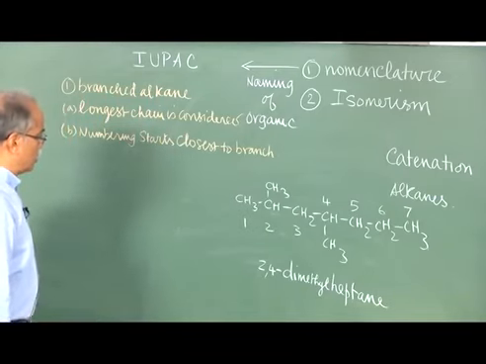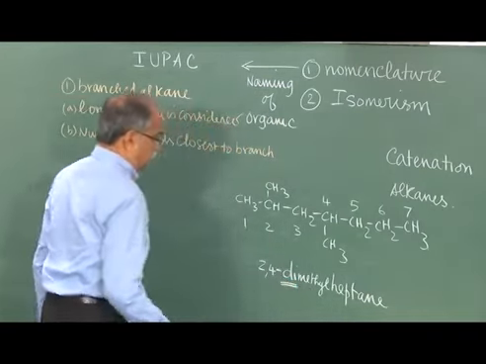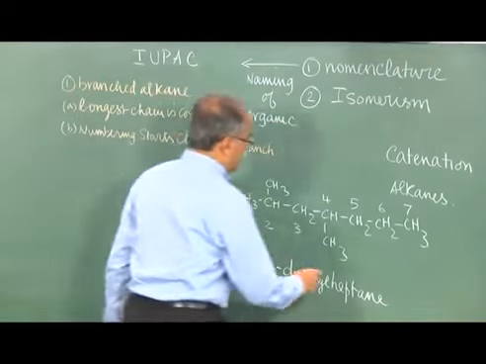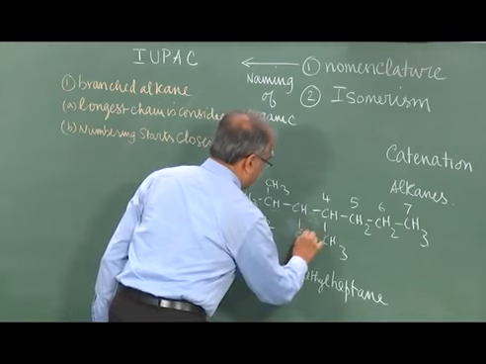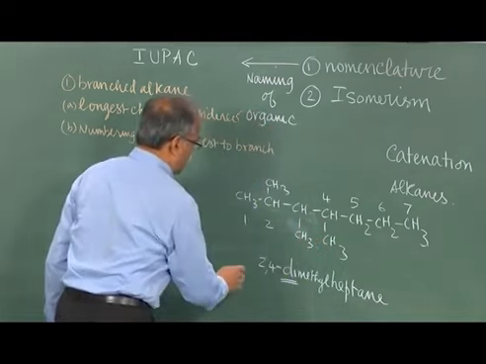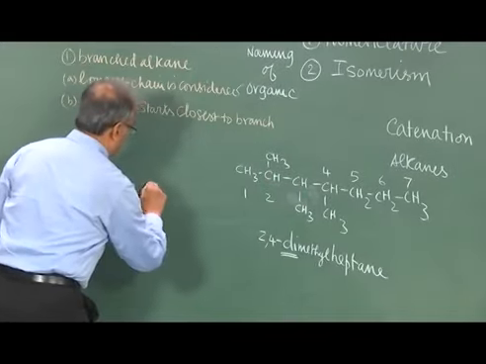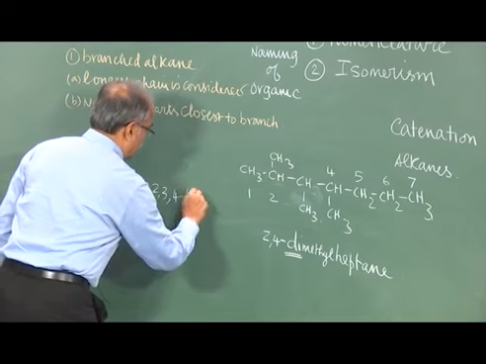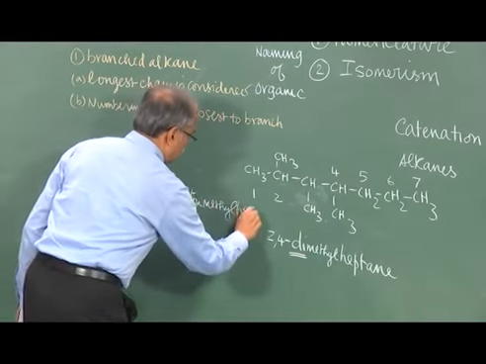So, this is 2,4 dimethyl heptane. The di essentially indicates there are 2 methyl groups. If there are 3 methyl groups, for example, let us put one more methyl group here. This particular molecule would correspond to 2,3,4 trimethyl heptane.